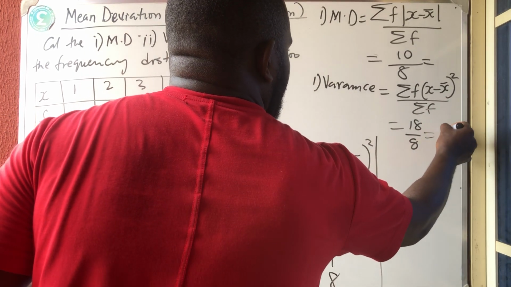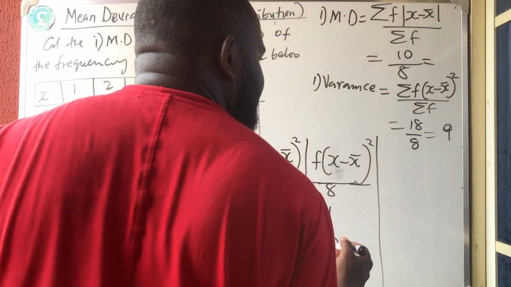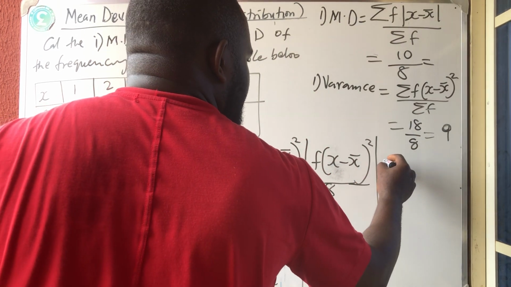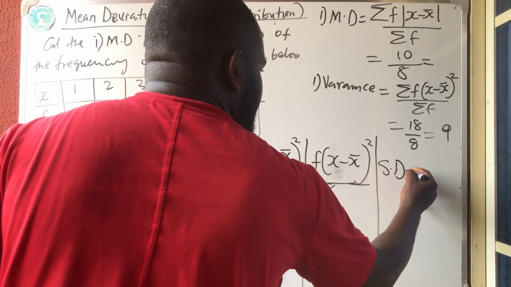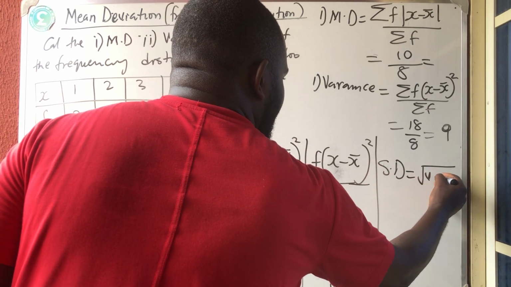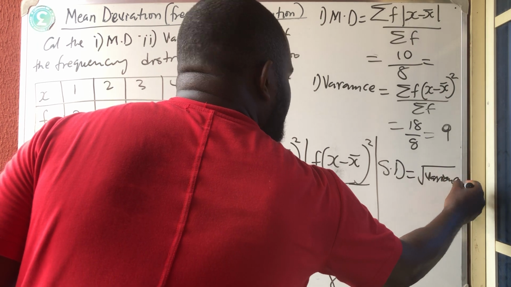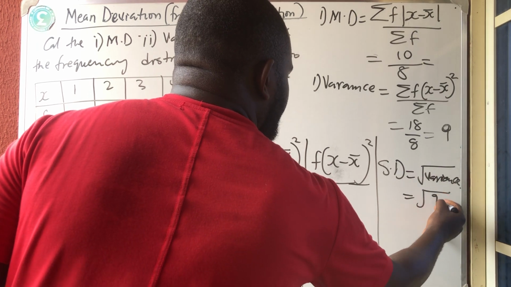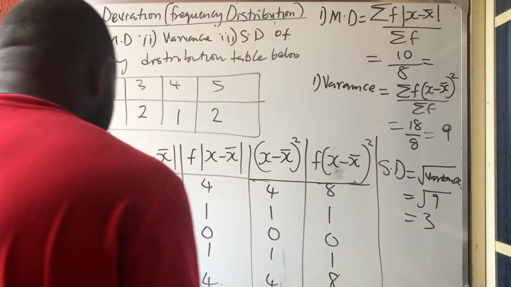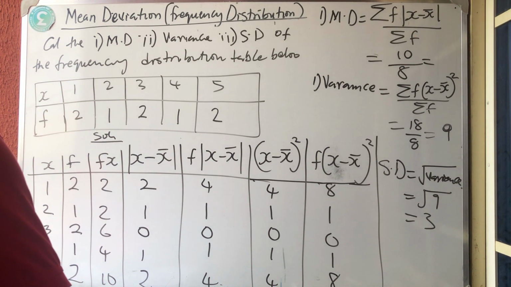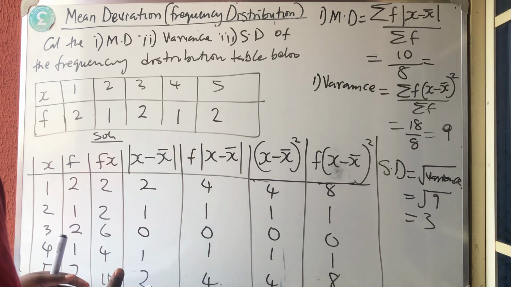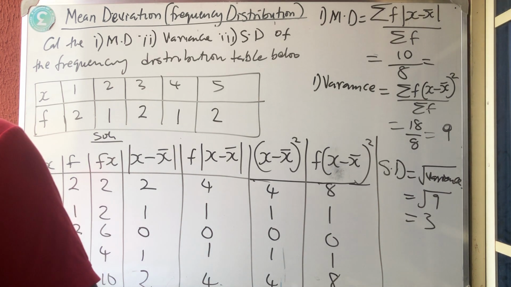Okay? So the last one and not the least is now what? The standard deviation. The standard deviation is simply the square root of that variance. You see, this thing is very simple, which is what? Square root of 9. And square root of 9 is what? 3. As simple as that. Okay?